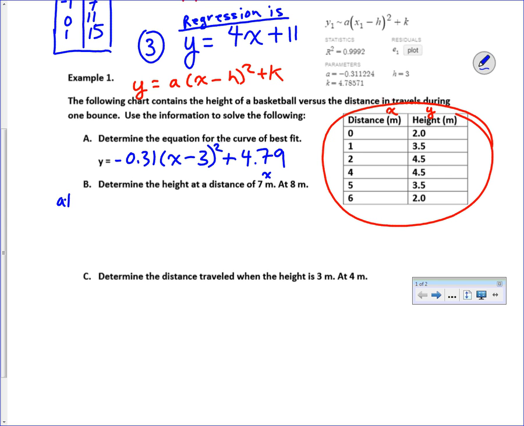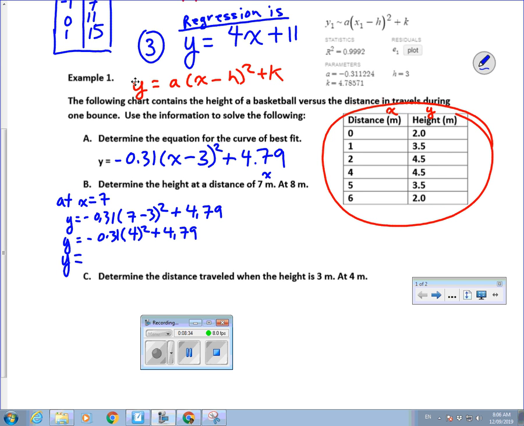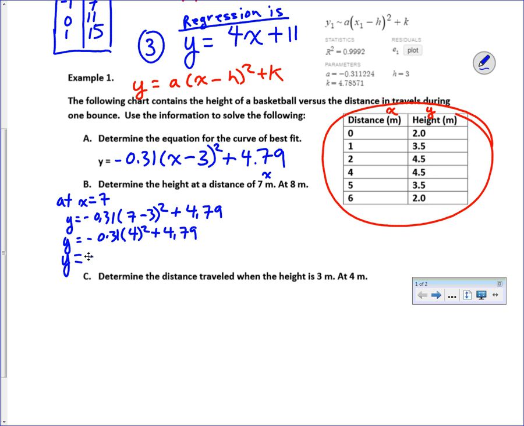Let me just write, at x equals 7, y is equal to negative 0.31 times (7 minus 3) squared, plus 4.79. Negative 0.31 times 4 squared plus 4.79. And we end up with y equaling negative 0.17.